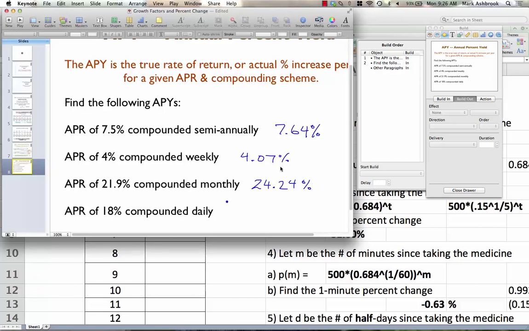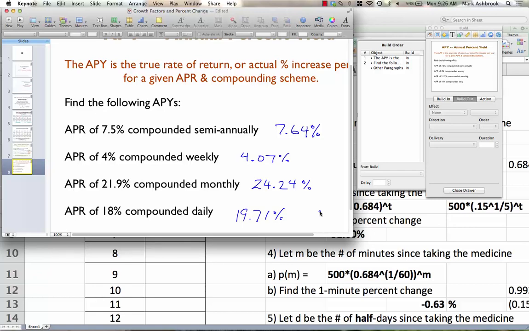All right. 18% daily. Go ahead, nice and loud. 19.7. Okay. Are we in agreement? Got a nod in the back. Got a nod here. Okay. So if you didn't get these, then you need to go back and review these problems that we just did. Watch the video. I'm not going to take time to go through those.